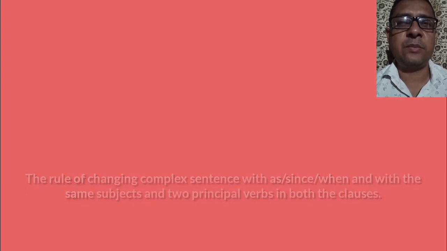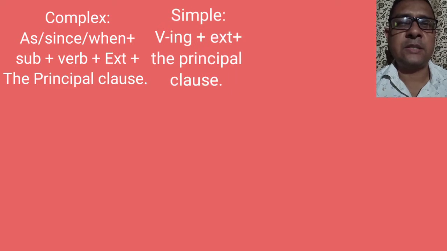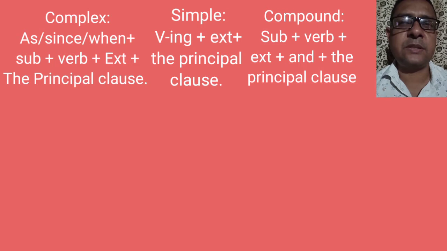In this condition of changing complex sentence into simple sentence, just omit the subordinating conjunction as, since, when, then write the ing form of the principal verb of the subordinate clause, then use comma, then write the rest of the sentence. And in changing into compound sentence, just omit the subordinating conjunction as, since, when and use the coordinating conjunction and between the two clauses.